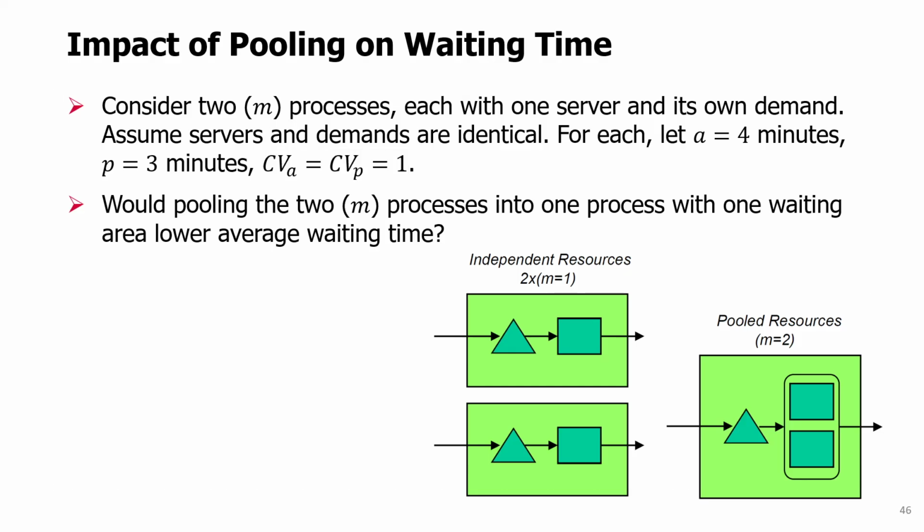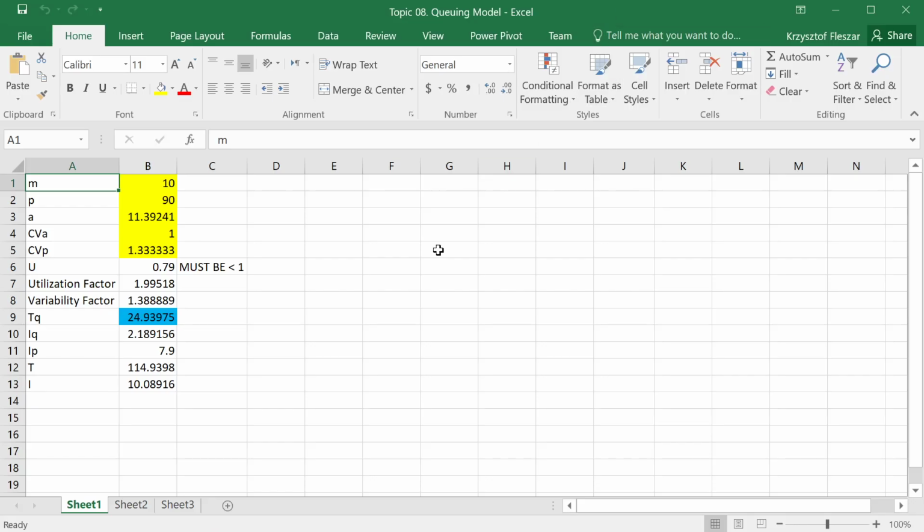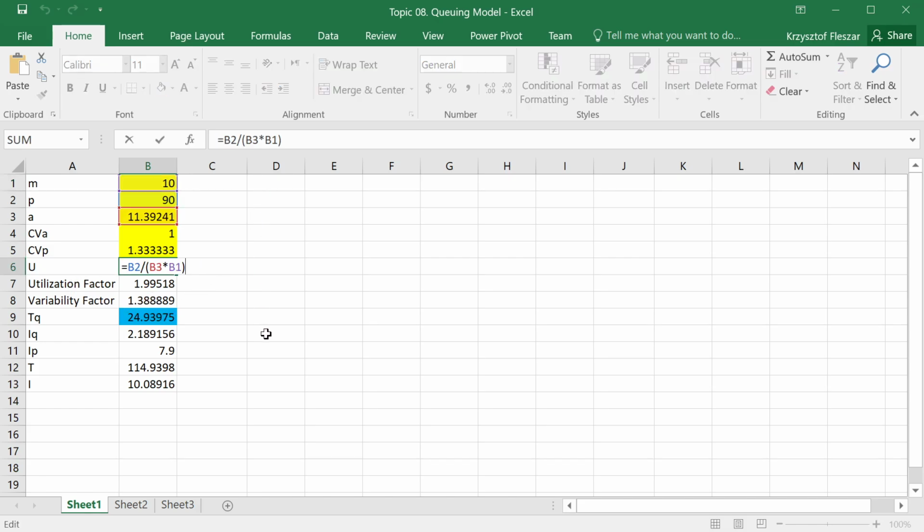So to evaluate it, I will use a simple Excel spreadsheet that you can easily create, where you have the parameters of the queuing model or waiting line model inserted here. We will actually change them accordingly. And then we have a calculation of utilization. Remember, the utilization must be no more than 1 for the model to work. Actually, it must be less than 1.